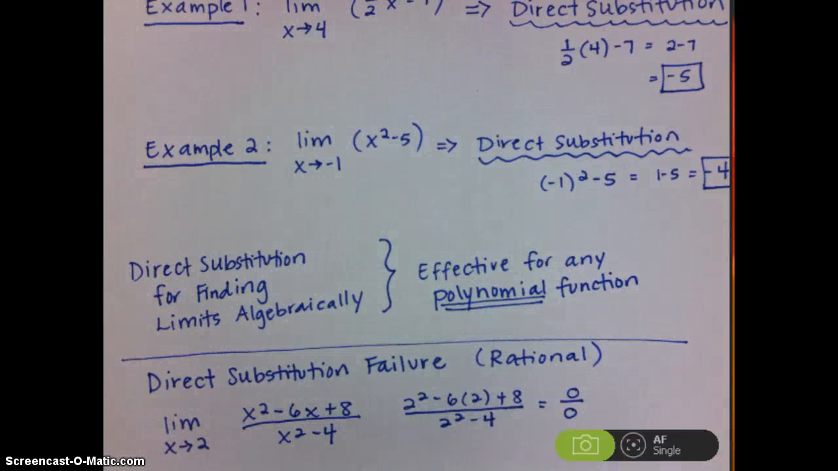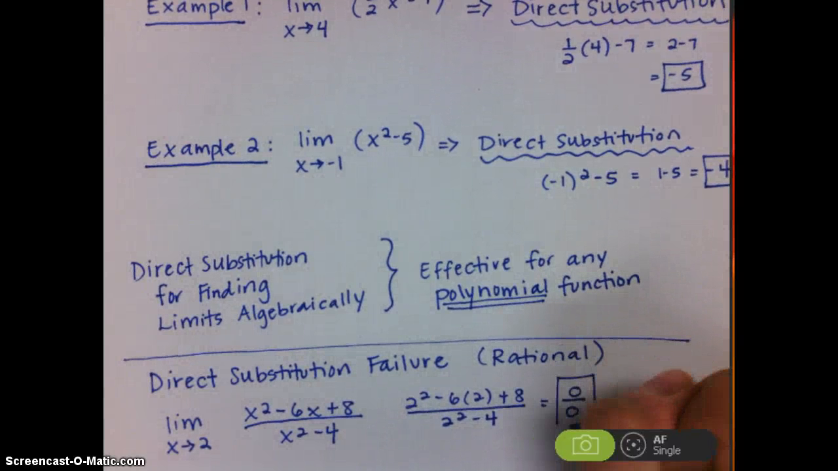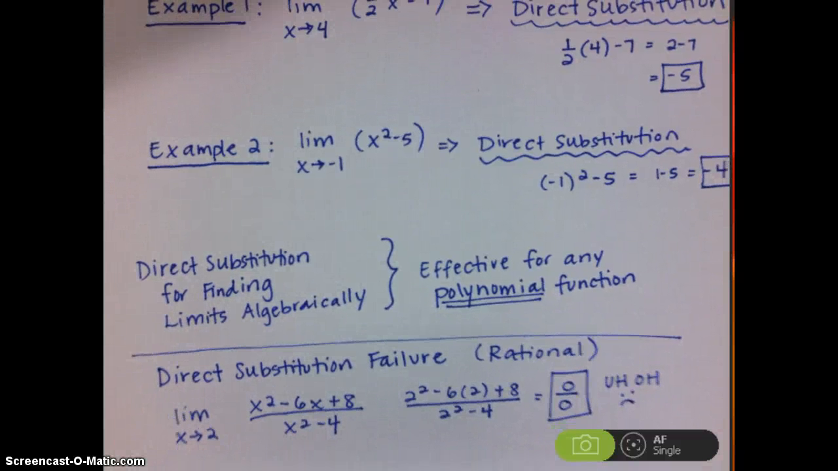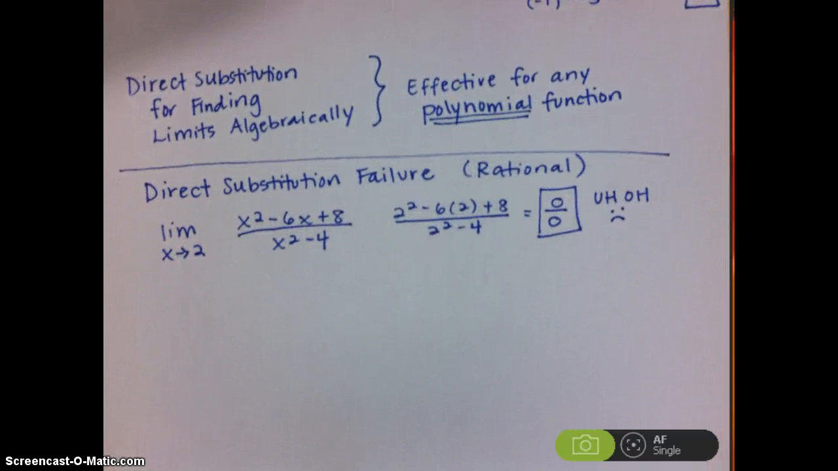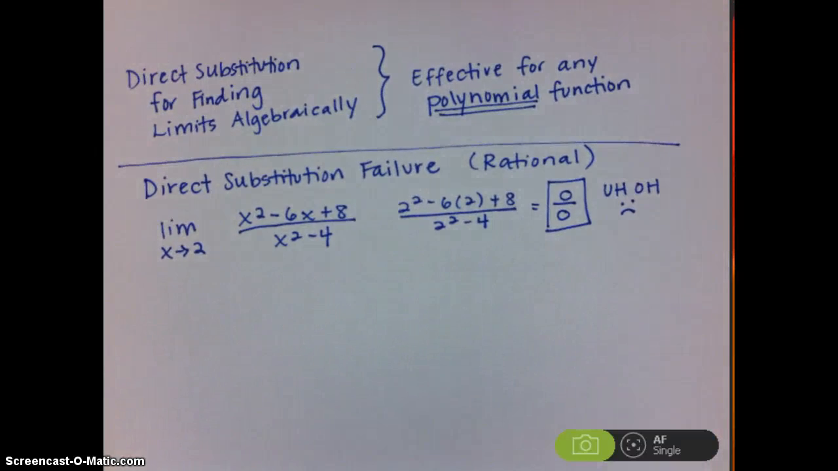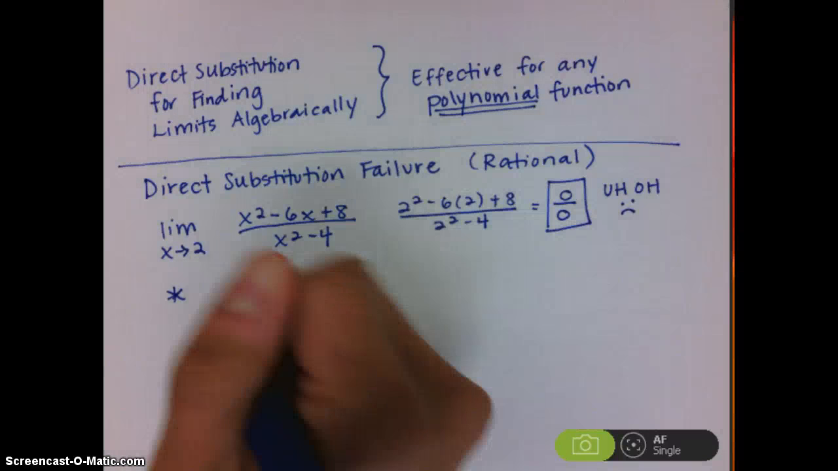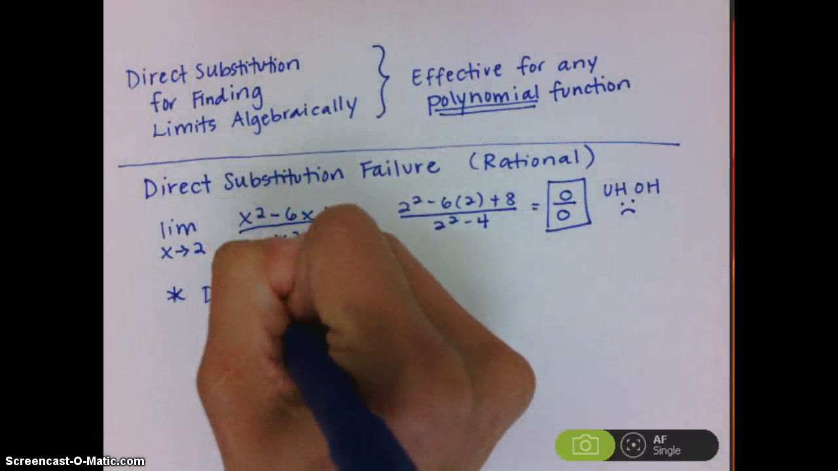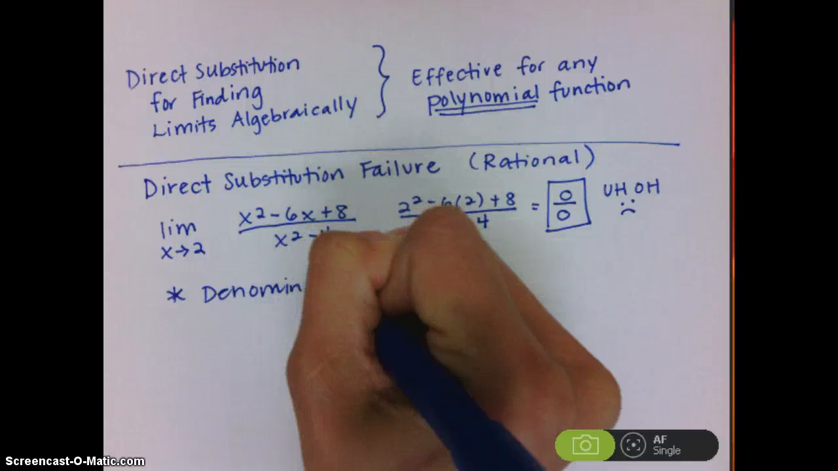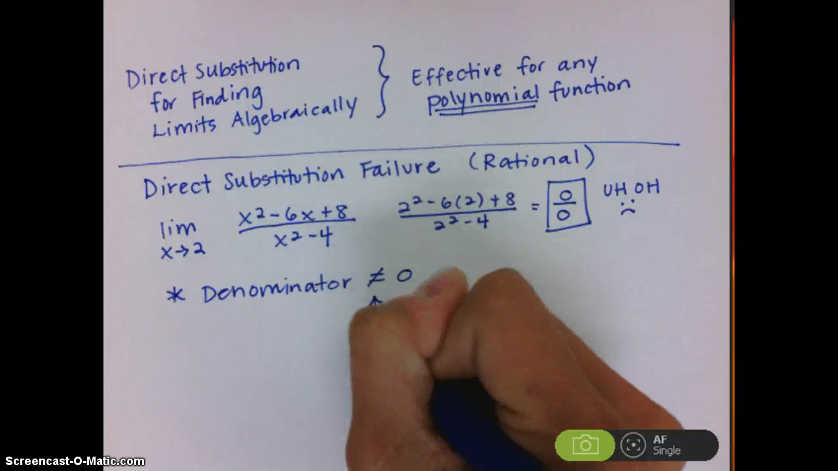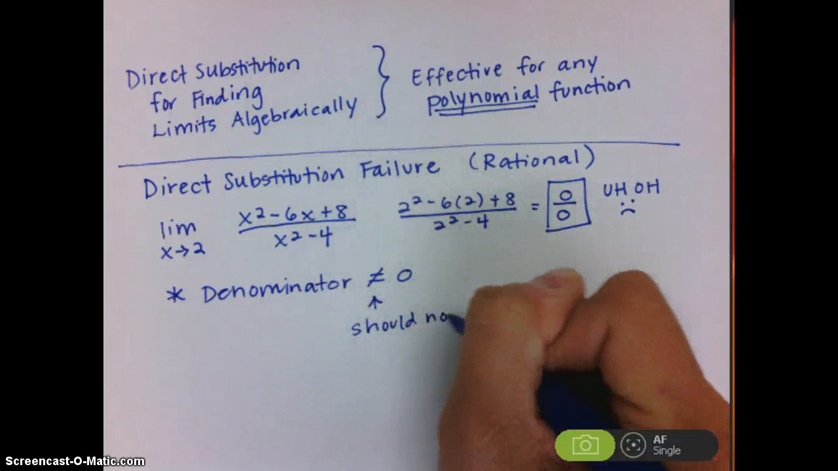Uh-oh. It looks like we get 0 over 0. This causes a problem, and I want you to take a second to think about what is the problem when we use direct substitution and we get an answer of 0 over 0. And hopefully your response to yourself is that your denominator, specifically the denominator, cannot equal 0, or should not equal 0.